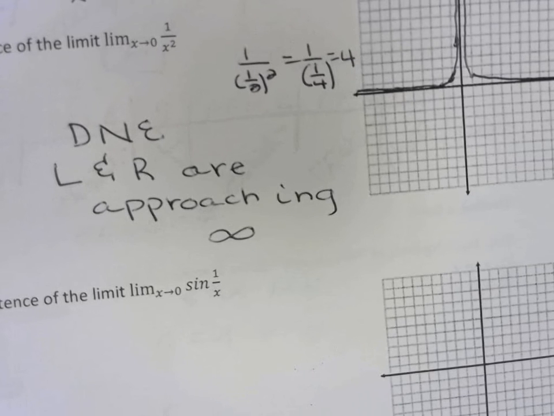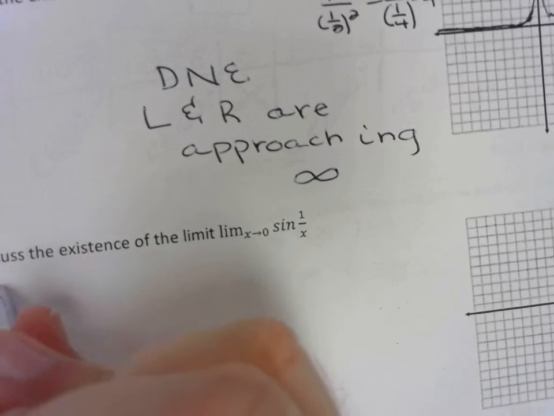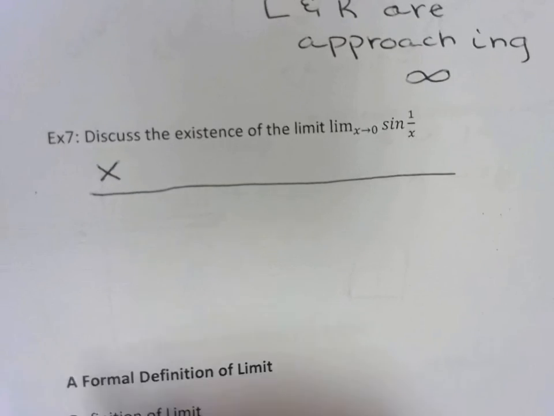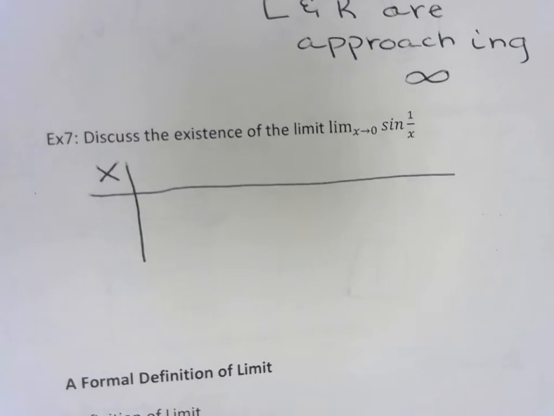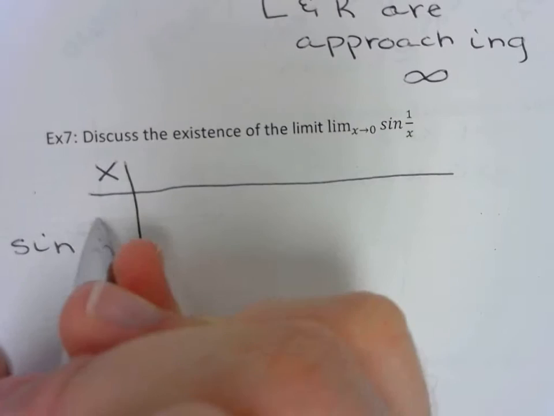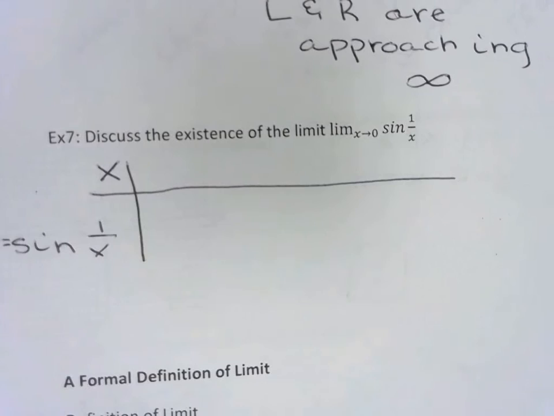And the last case, example 7: discuss the existence of the limit as x approaches 0 of sine of 1 over x. Okay? So let's go ahead and try some things real quick. Let's check, like we did in the first couple examples, by plugging in some x values and seeing what I get back. So sine of 1 over x is the same as having f of x there. I'm just putting the function.